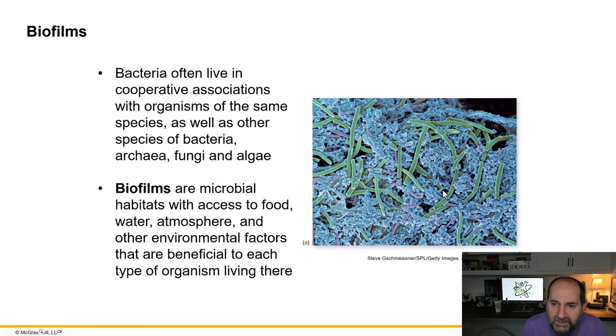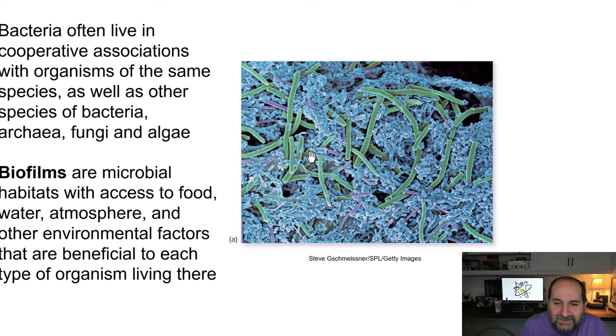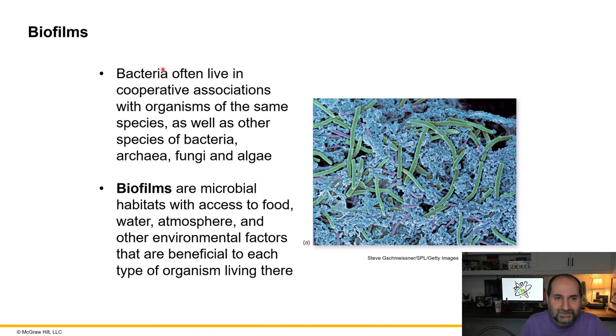Take a look at this picture here. You have all these different bacterium all living together in a community, and that community exists in a sugary proteinaceous secretion that they make. So they secrete this sugar, they secrete this protein, and that makes this gooey surface in which different organisms can live together, and they can help each other, and sometimes it's even symbiotic, they can help each other to grow. So they call these biofilms cooperative associations with organisms of the same species, as well as other species of bacteria, even archaea, fungi, and algae. You can have this cooperative community.